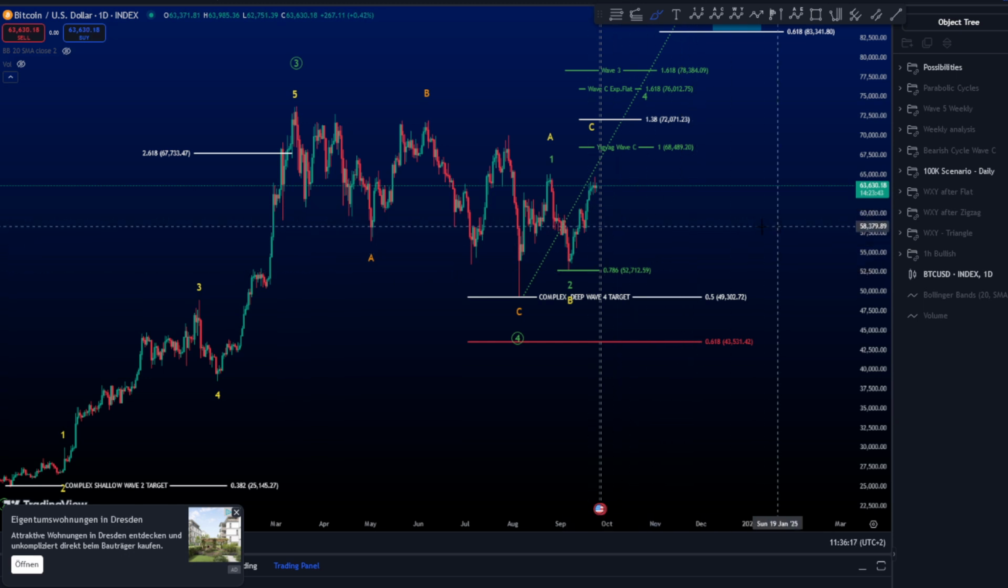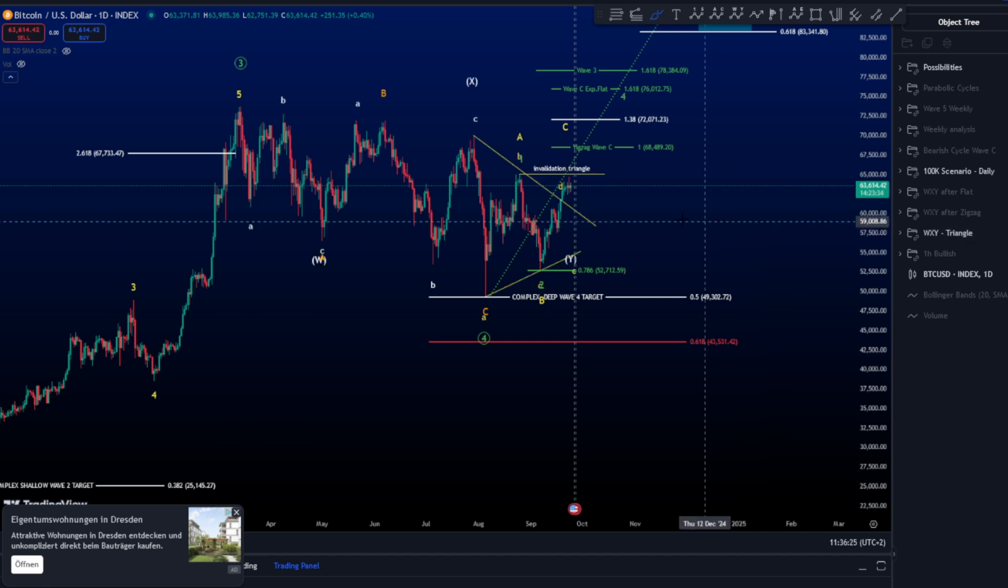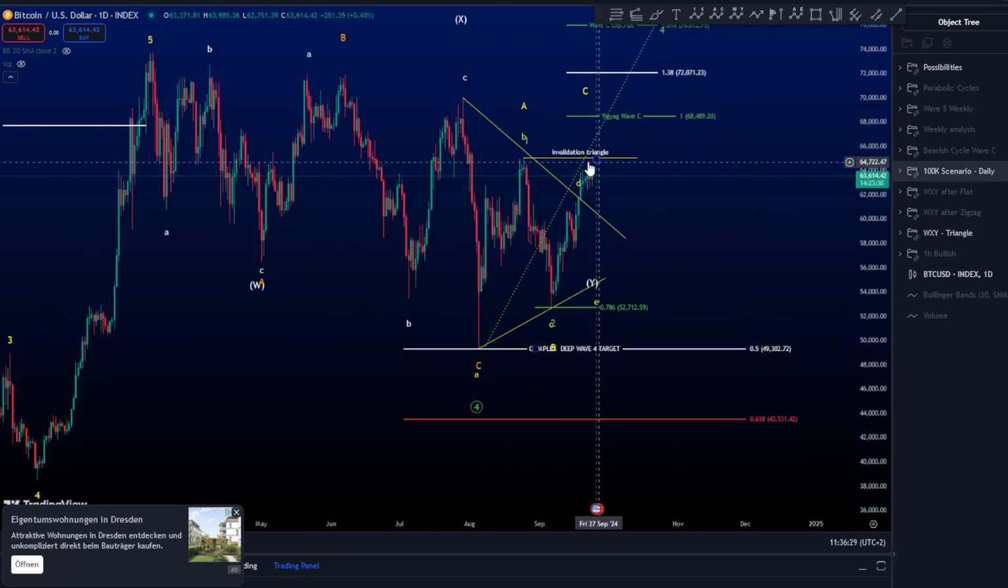The other possibility, another bearish scenario, is to come back, of course, to our triangle zone, because so far we did not yet invalidate the triangle officially, right? We did not hit yet the wave B high.